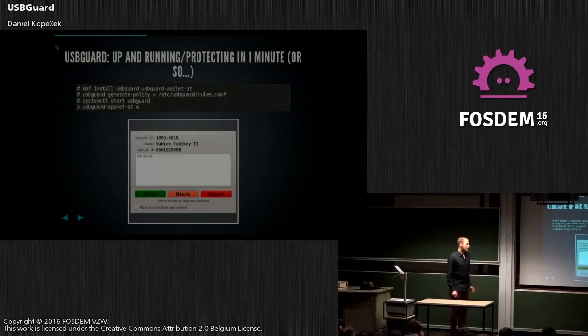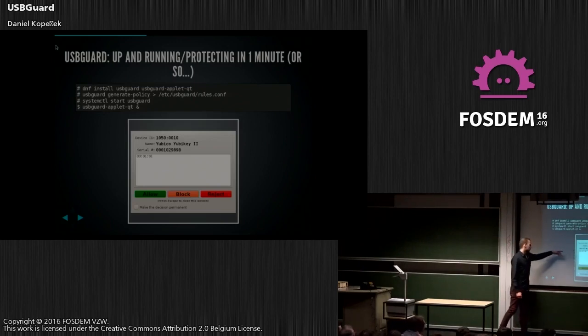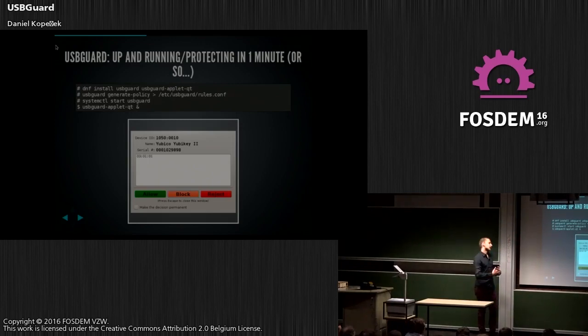So, if you allow it, then what happens is that it will allow the kernel to continue with enumeration of the interfaces on the device and load the interface drivers. Otherwise, it will just block the device node and not touch any code whatsoever in any USB driver, but the USB core driver. So it's the only driver exposed to the USB device.